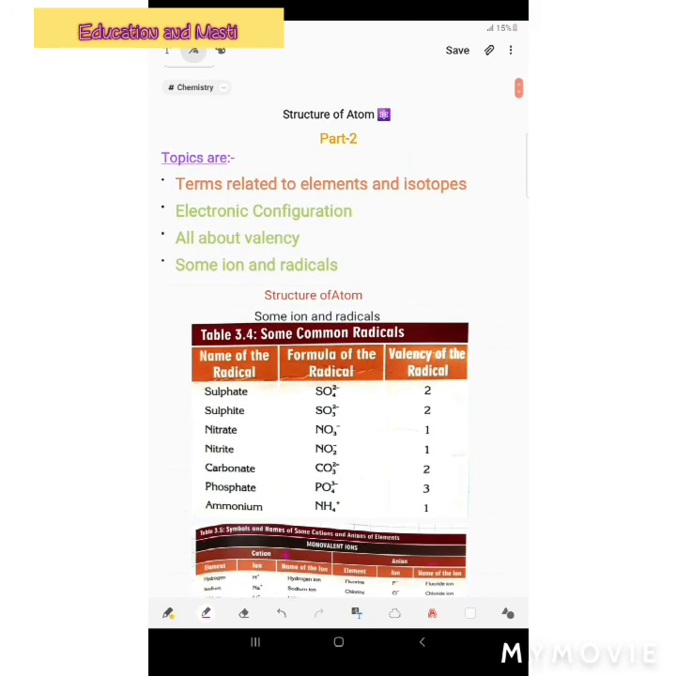Now one more part I will be bringing, which will be related to radioactivity. This radioactivity part will come under the structure of the atom only. You might be thinking radioactivity is different, but it joins some parts of this. So I will be bringing that video also, and we will learn about radioactivity and more things.